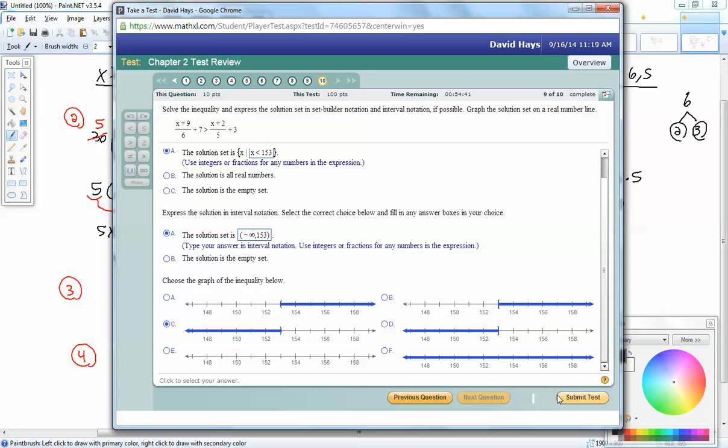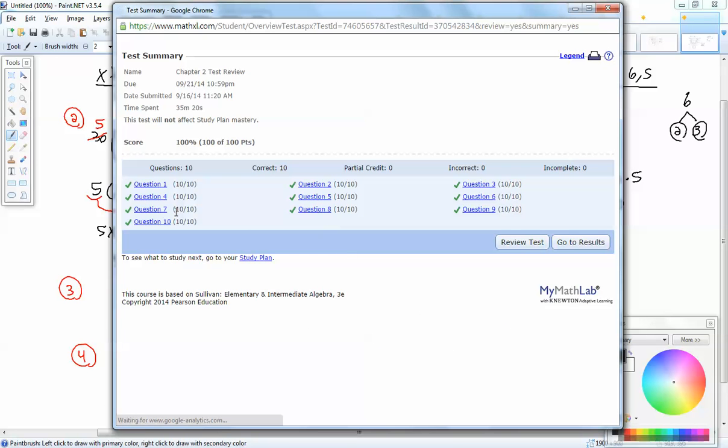Okay, moment of truth. Let's see how many I screwed up. 100%. That's always a good sign. Anyway, that's the test review for the second test.